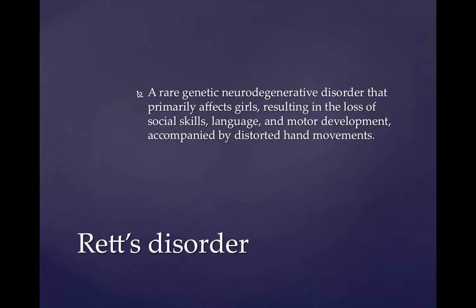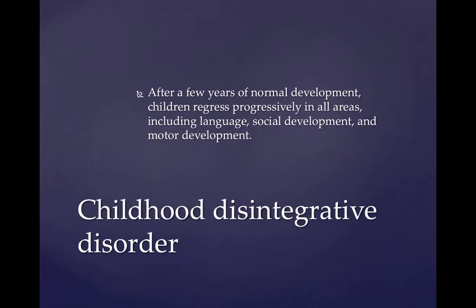Rett disorder is a rare genetic neurodegenerative disorder that primarily affects girls, resulting in the loss of social skills, language, and motor development, accompanied by distorted hand movements. Last is childhood disintegrative disorder. This is when, after a few years of normal development, children regress progressively in all areas including language, social development, and motor development.